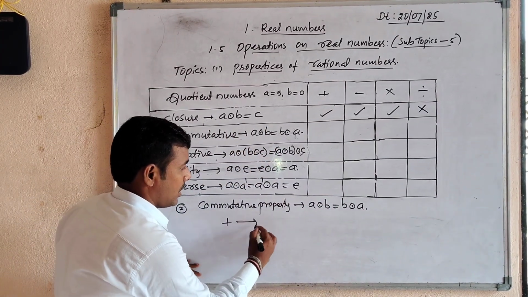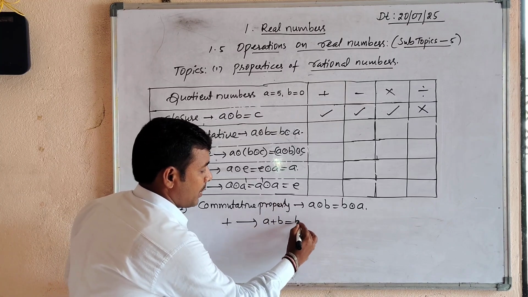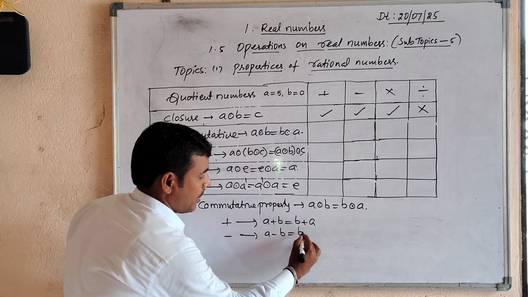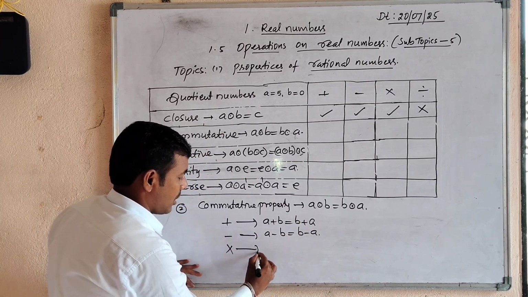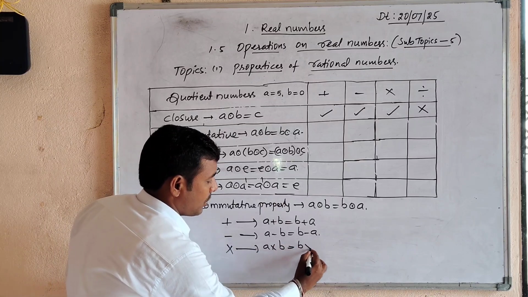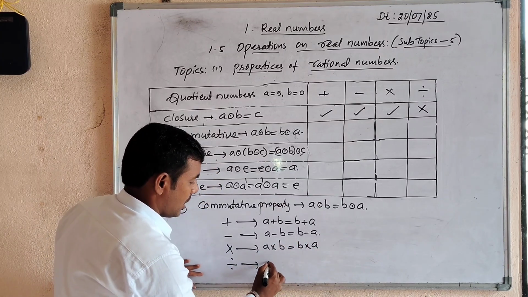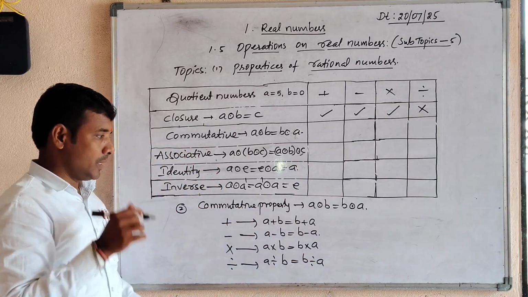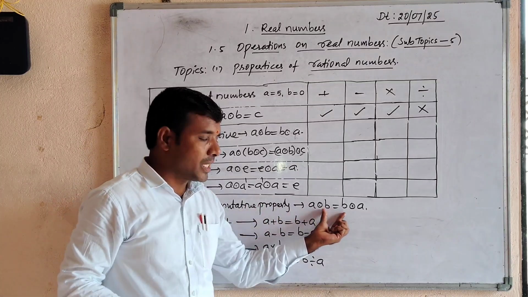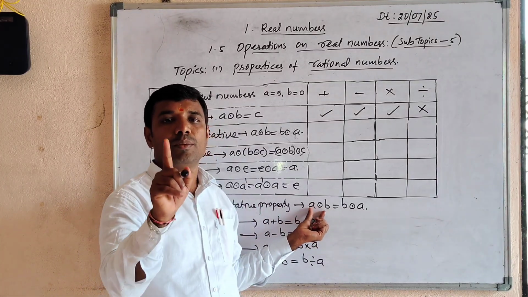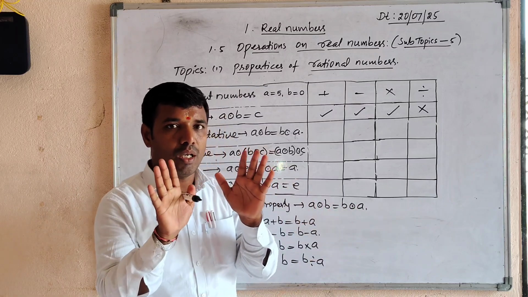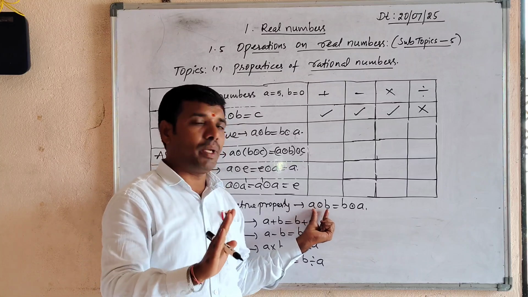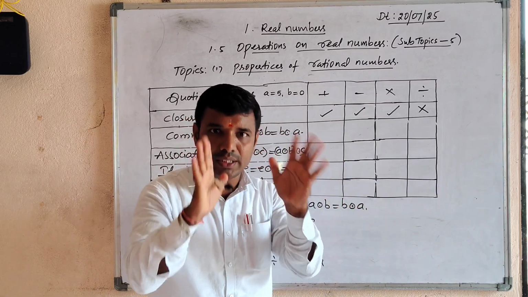Under addition, A plus B is equal to B plus A. Under minus, A minus B is equal to B minus A. Under multiplication, A into B is equal to B into A. Under division, A divided by B is equal to B divided by A. Now, the commutative property says that the left side result must be equal to the right side. That is the main agenda of the commutative property. Once again, the left side answer must be equal to the right side.